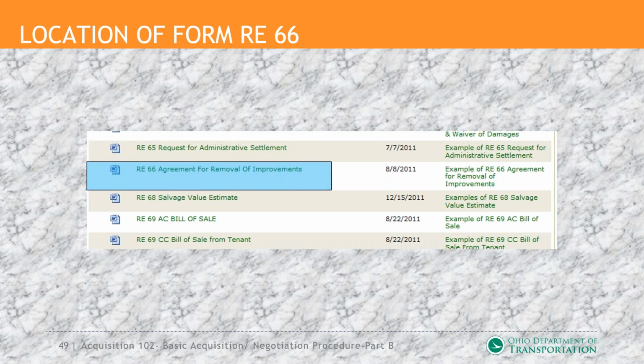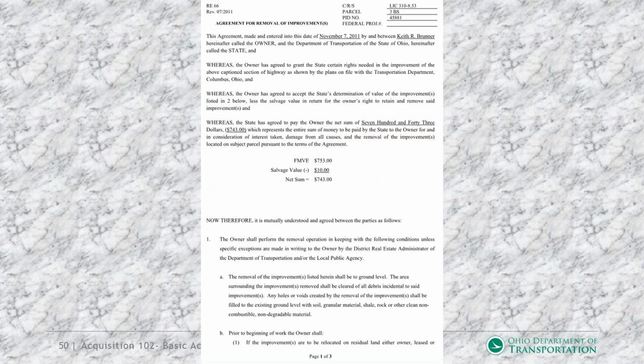This is where the form is vaguely located on our website. And as I said before, I'm not going to get in depth on the Re66, just a quick overview of the form. Really the only section I'm going to talk about for the purpose of this course is right here. Whereas the state of Ohio has agreed to pay the owner the net sum of $743, which represents the entire sum of money paid to the owner for the consideration of interest taken. So how do you get net sum? Pretty simple calculation. Fair market value minus whatever the salvage value was determined to be.